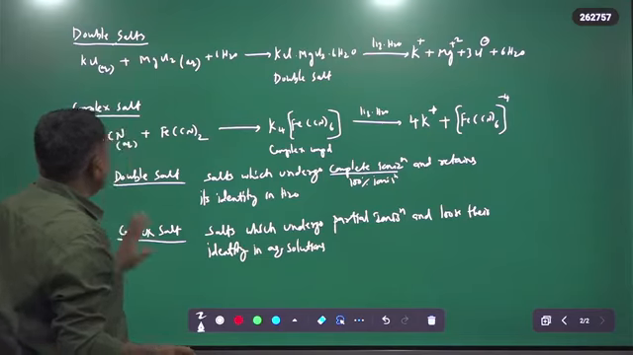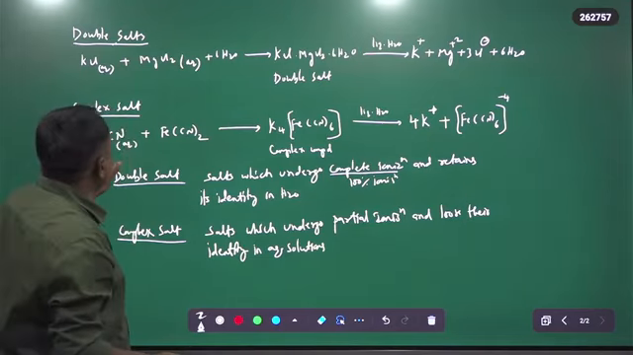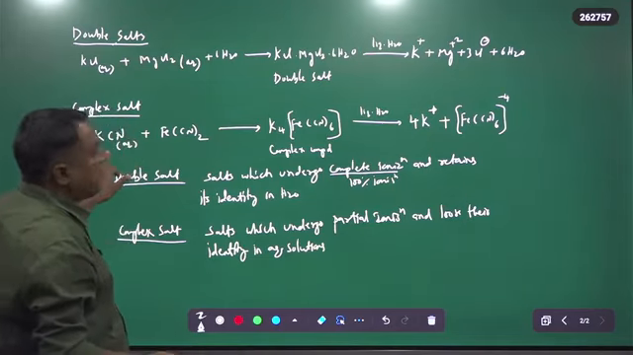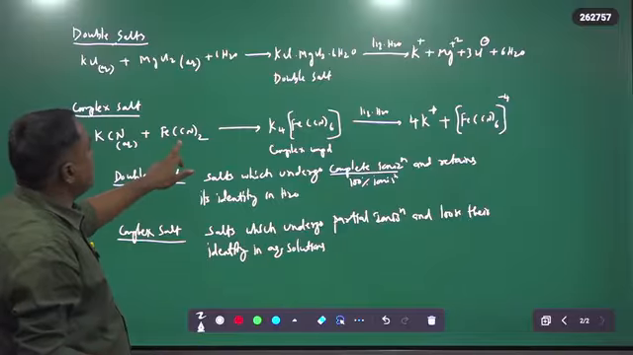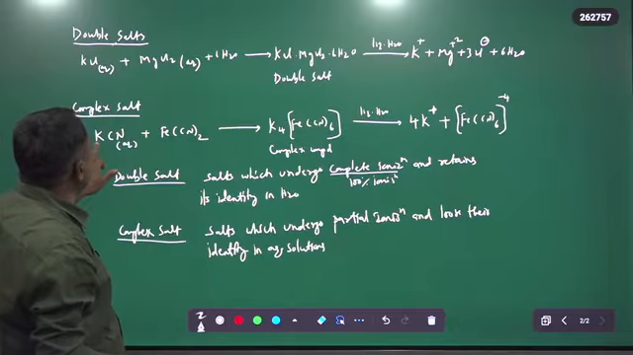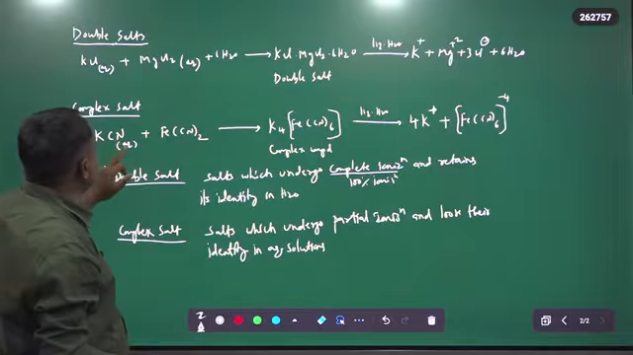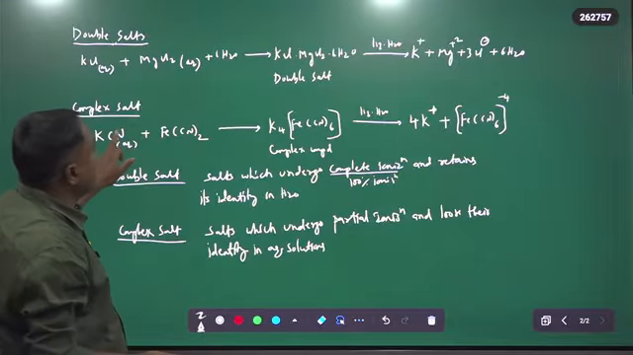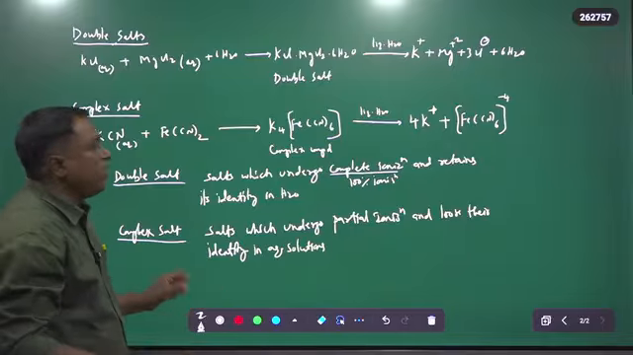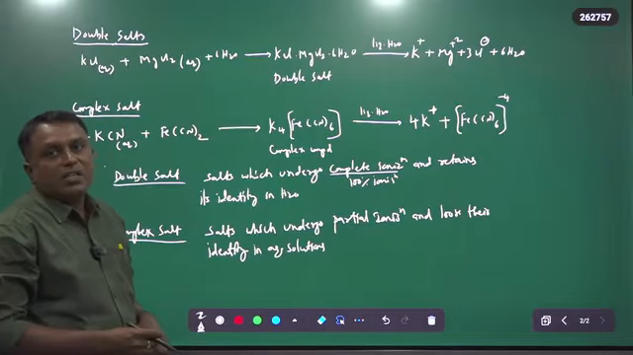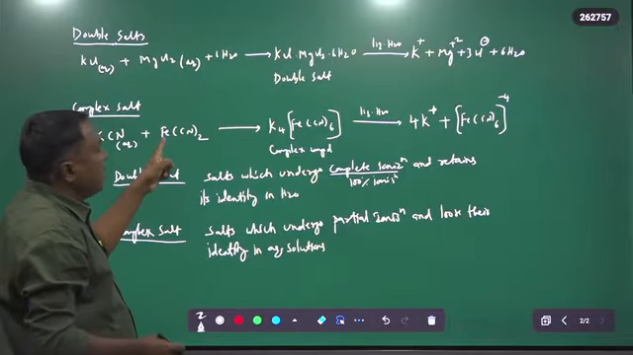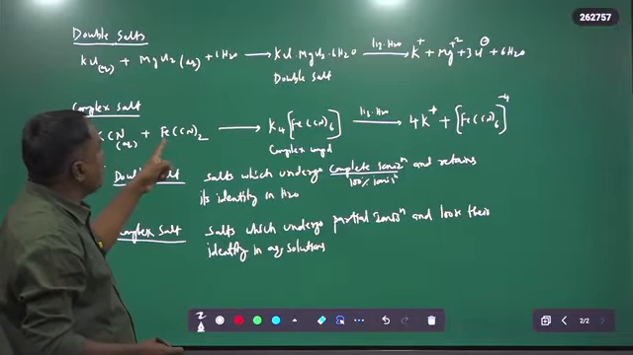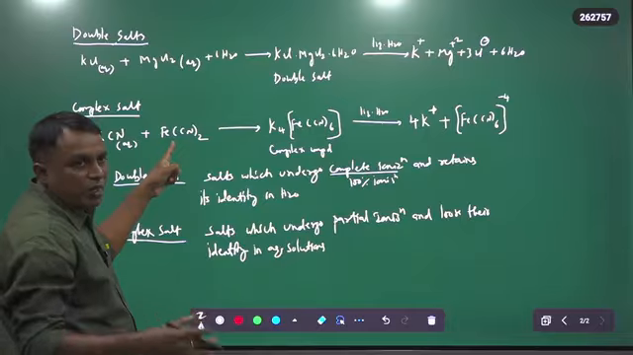But in the case of complex salts, what happens? Potassium cyanide is a simple salt, and iron cyanide is a simple salt. In these we have K+ ion and CN- ion. For K+ we have a separate test in semi-micro analysis. For CN- also we have a separate test in semi-micro analysis, and for Fe2+ also we have a separate test in semi-micro analysis.